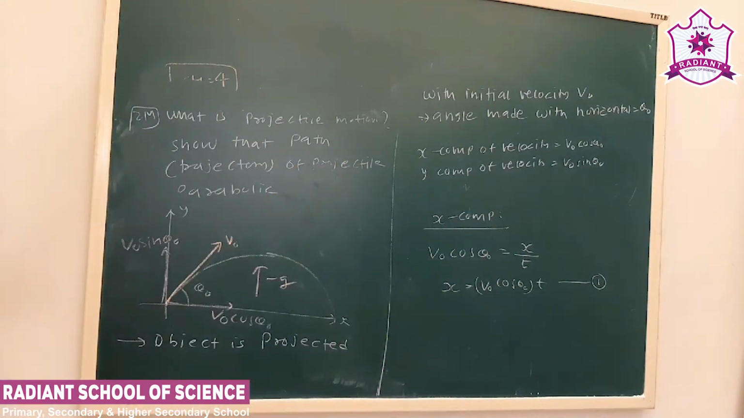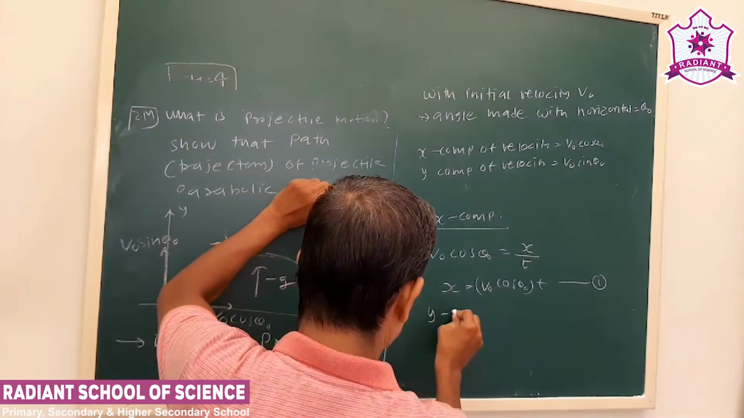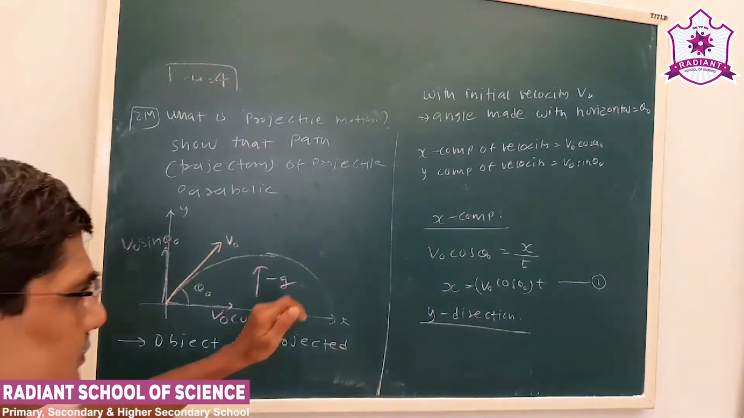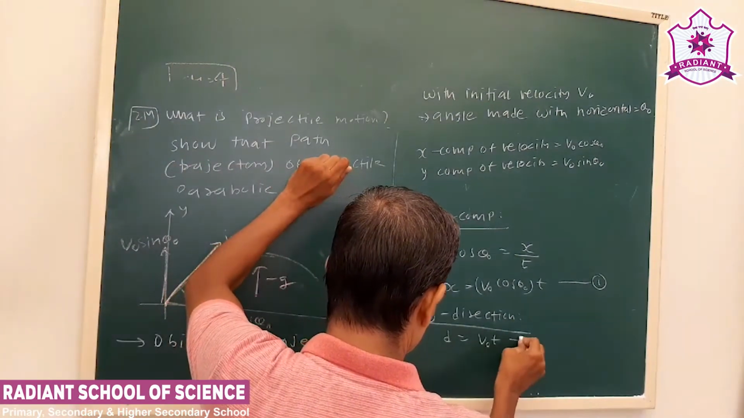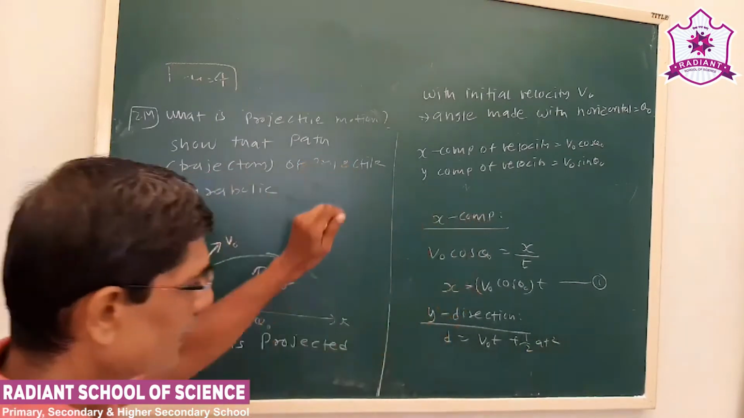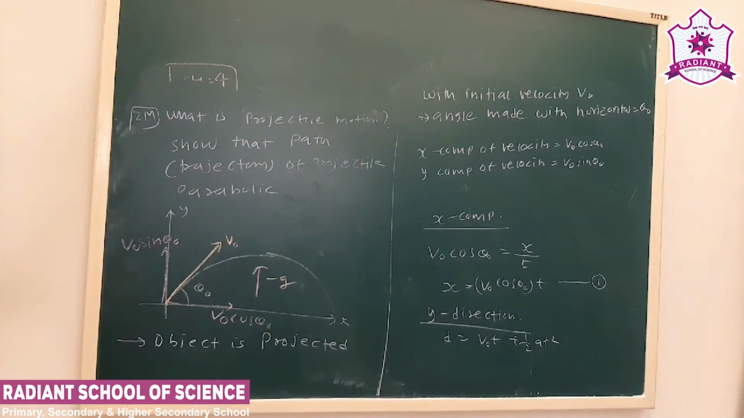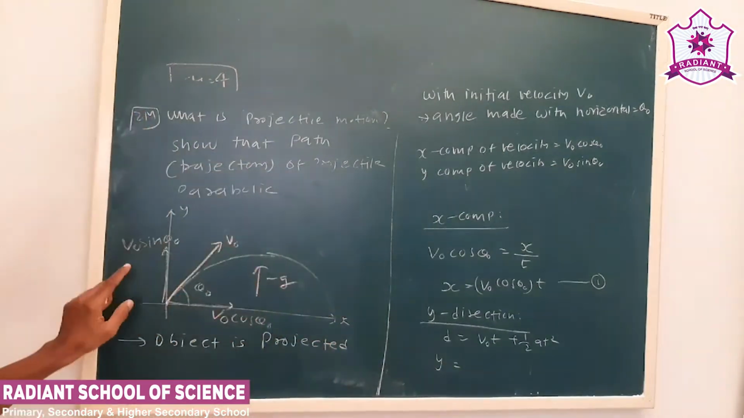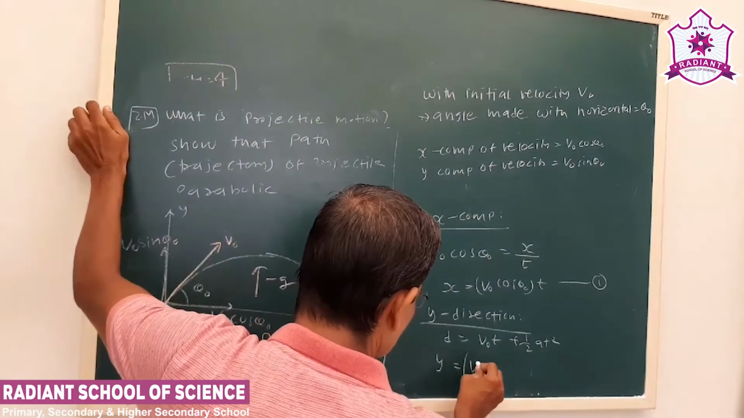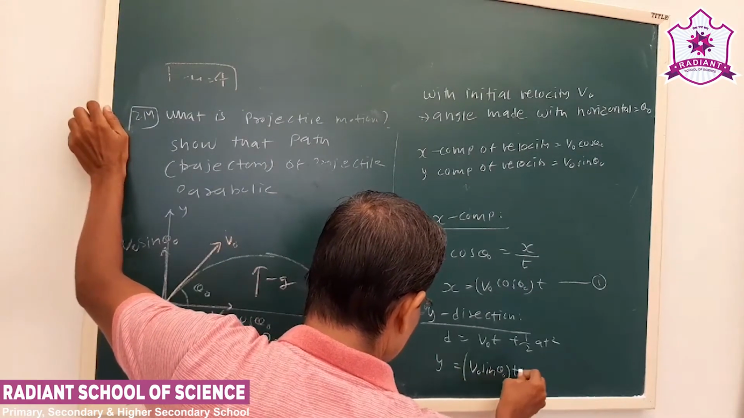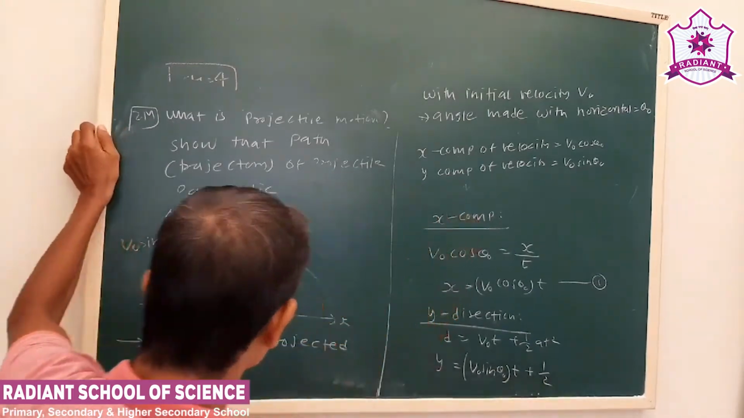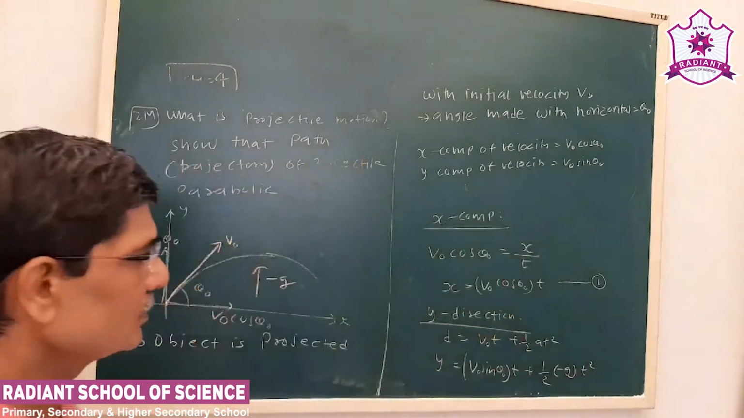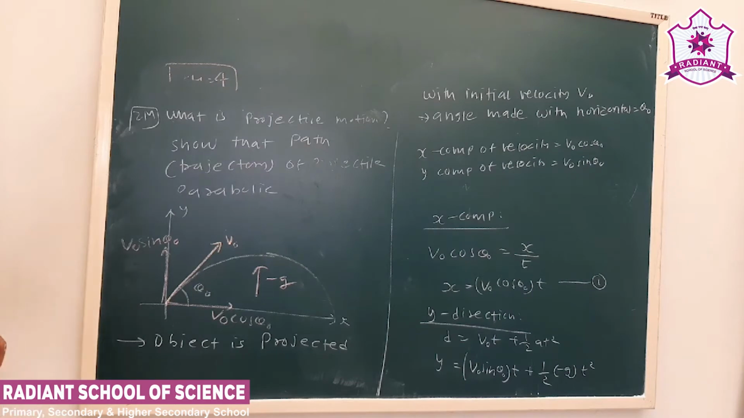Now motion in the y direction. What is our kinematic equation? d is equal to v0 t plus half a t square. Right now I write it in terms of components. It is the y component of displacement. The y component of the velocity is v0 sine theta0, time is t, plus 1 by 2, and the acceleration is minus g. So this is the y component.